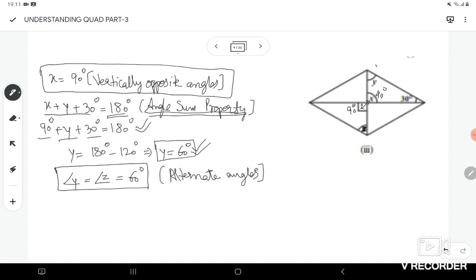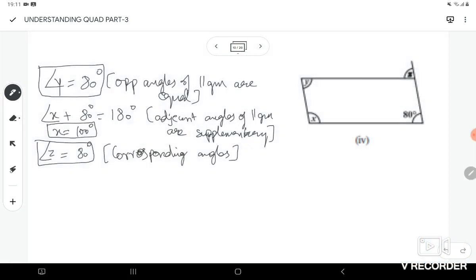Now once we have found the value of y, we can easily find the value of z. How? Using the property that alternate angles of a parallelogram or a quadrilateral are equal. So the value of z also comes out to be equal to 60 degrees.